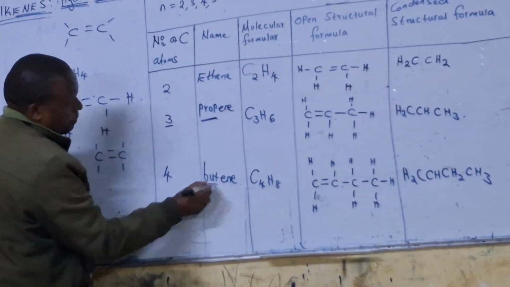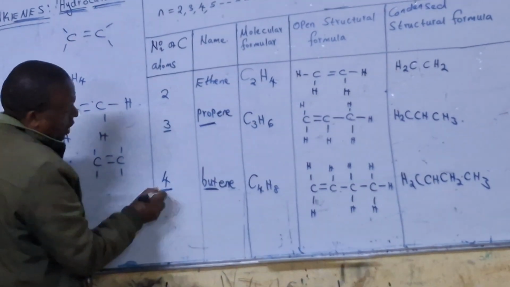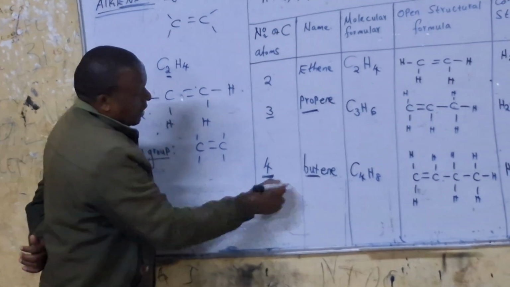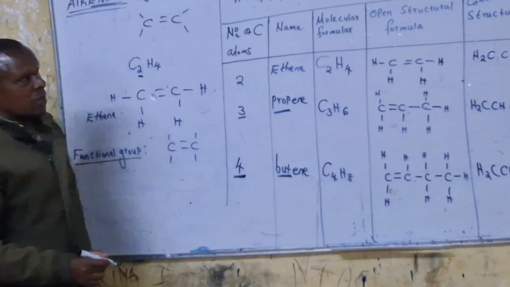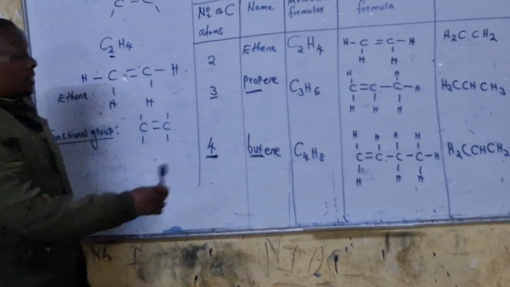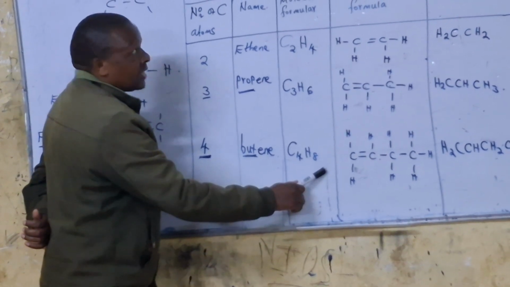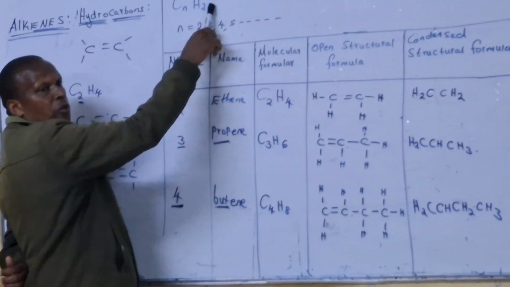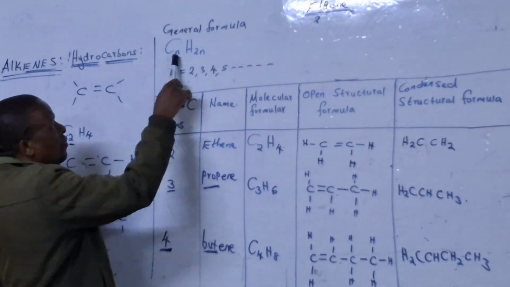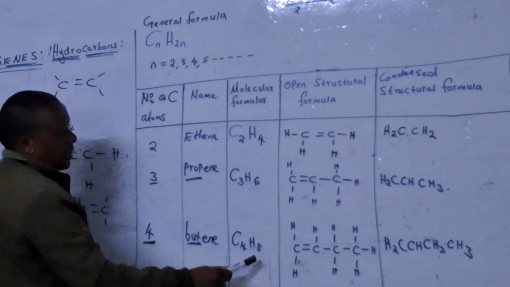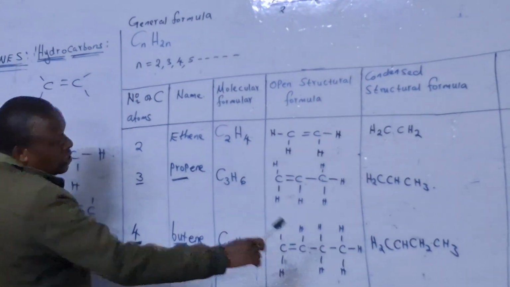Maybe you can repeat that looking at butene. But is the prefix numeral for how many carbon atoms? 4. So we have 4 carbon atoms in butene. What's the molecular formula? C4H8. How did we get the C4H8? From the general formula: C4, H2n, 2 times 4, which becomes 8.